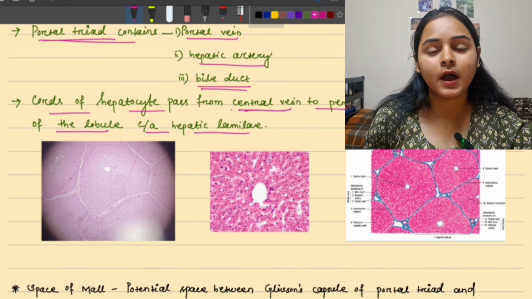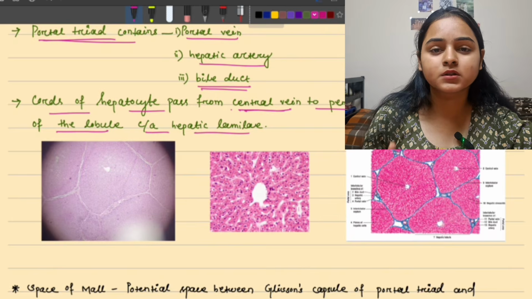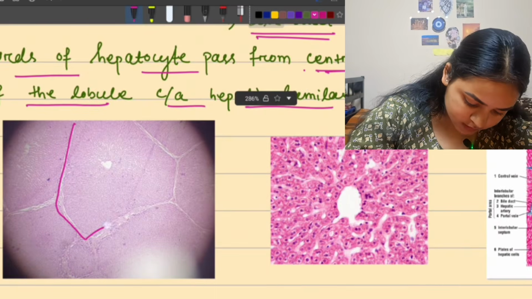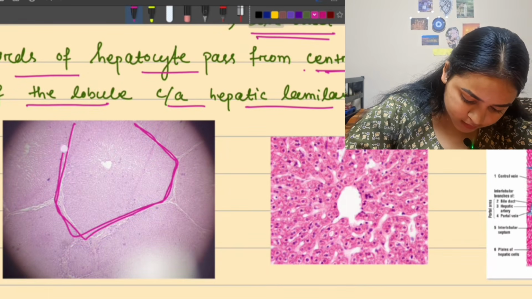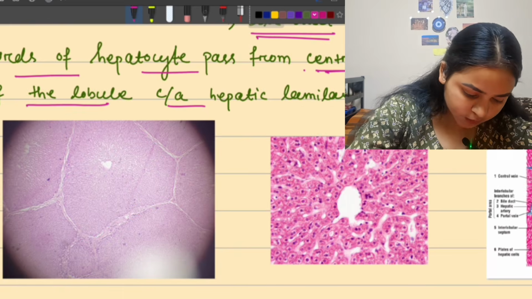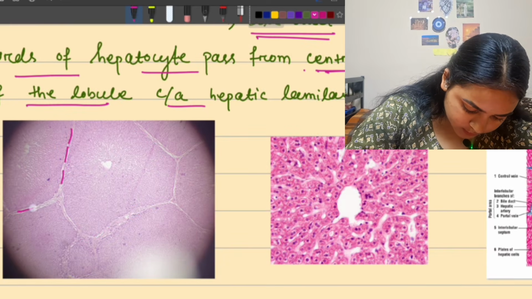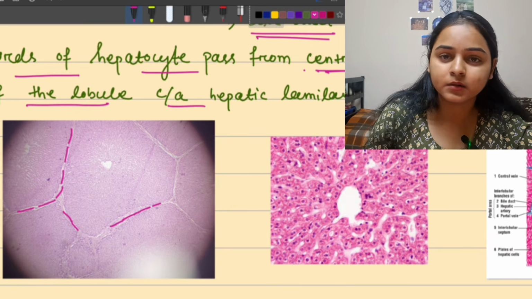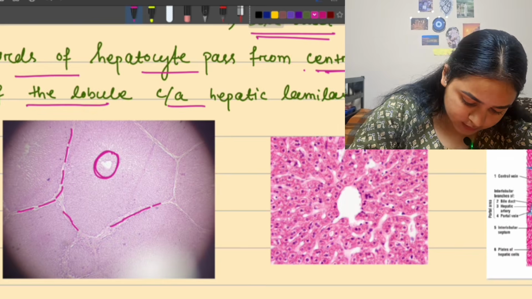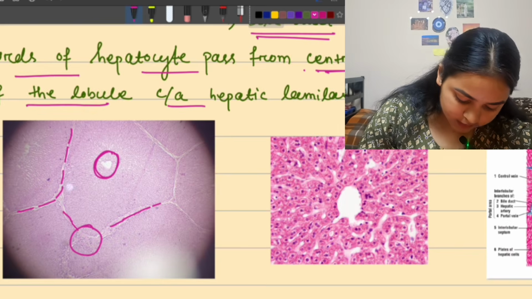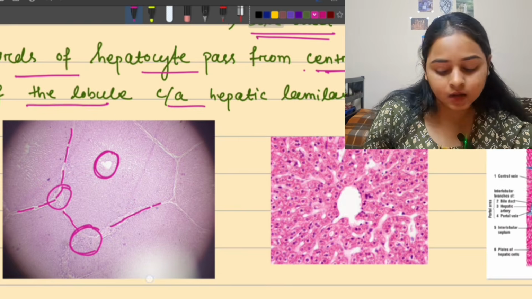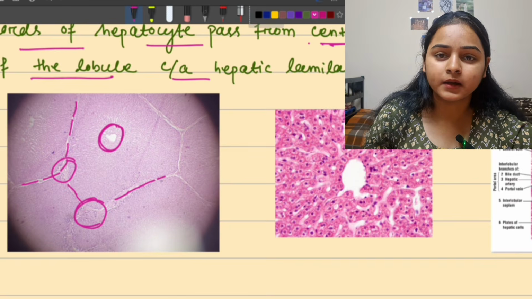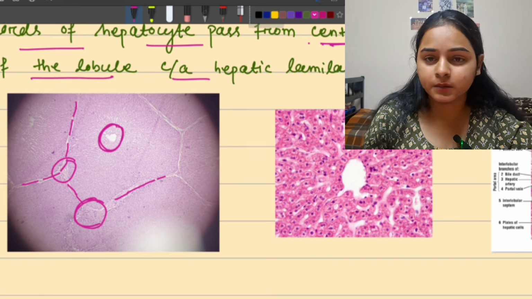It is often asked as a spotter also, because you will be able to identify it very quickly, in less time. Okay, so you can see here, this is the hexagonal lobule, the hepatic lobule. The space between the two lobules is the connective tissue present between the two lobules. This is the central vein present at the center, and these are the portal triads present at the corners. The portal vein, the hepatic artery and the bile duct can also be appreciated under the microscope.